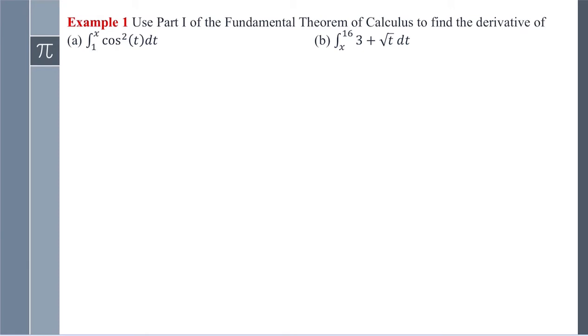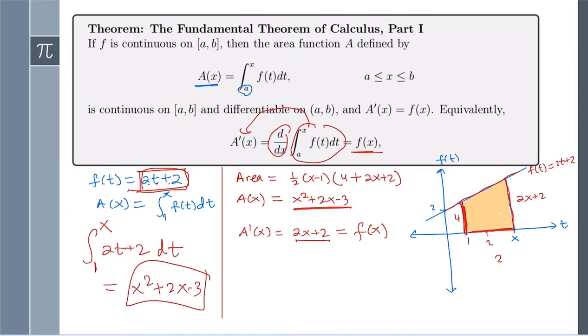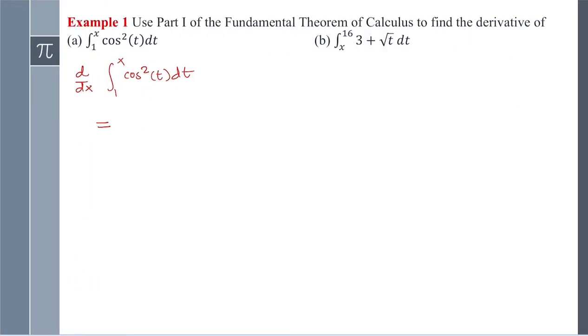Use part one of the fundamental theorem of calculus to find the derivative of this function. So the derivative of this integral, d over dx of the integral from 1 to x of cosine squared t dt, equals, if you look back here, just f of x. We just replace t with x. So this is just cosine squared x.